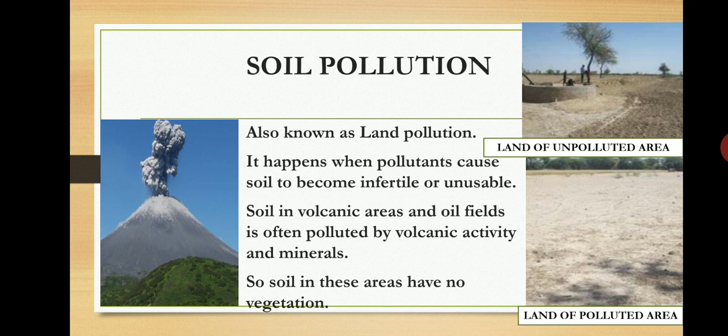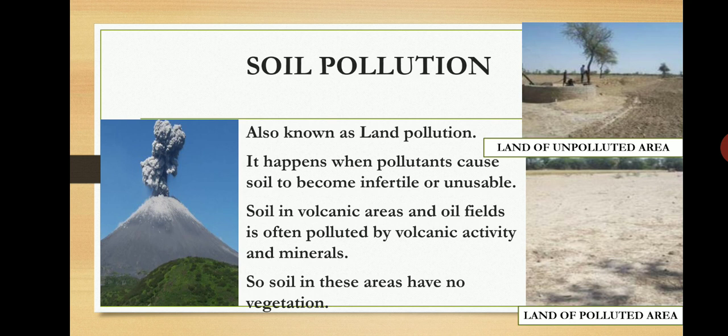Why? Because the ash and smoke and the fire and heat that come out of the volcano are going to kill all that is there in the nearby areas. But far away from the mountain, life will exist, plants will grow. In volcanic areas and oil fields, there is a lot of volcanic activity, so the soil is infertile, you cannot grow anything over there, and so they have no vegetation.